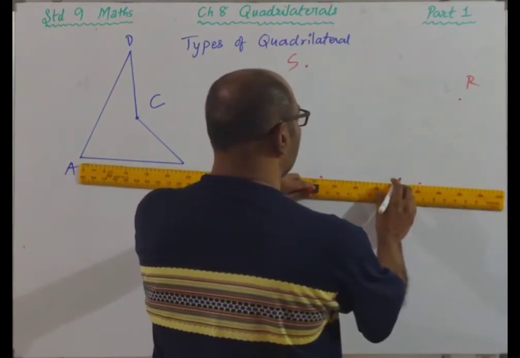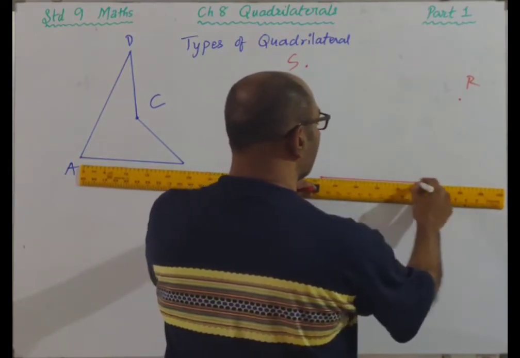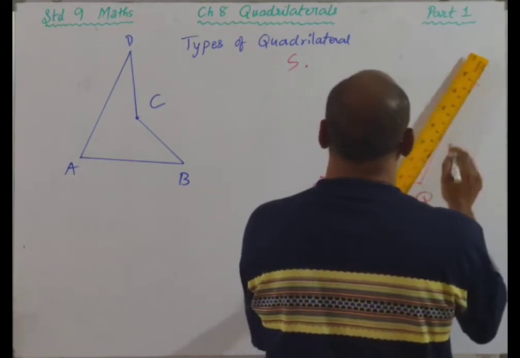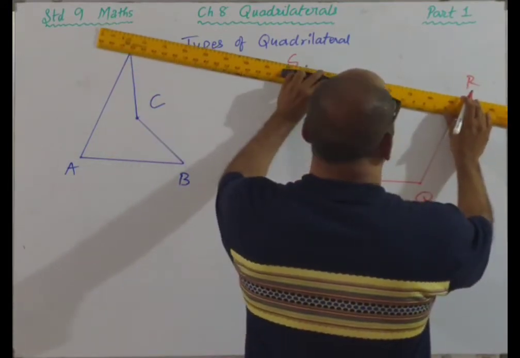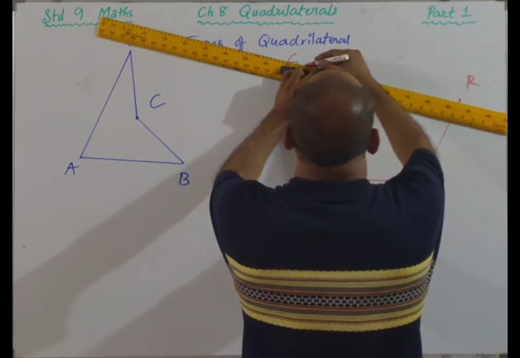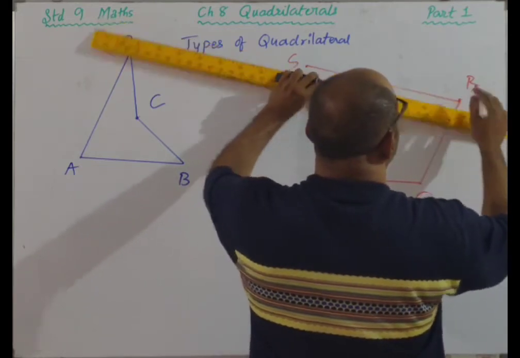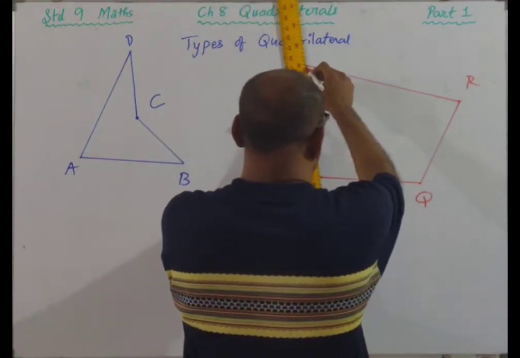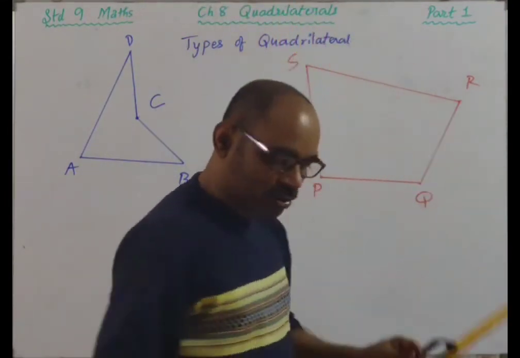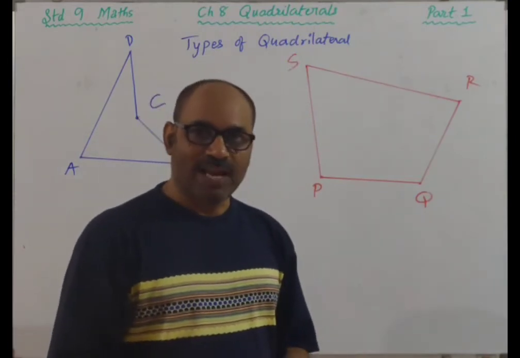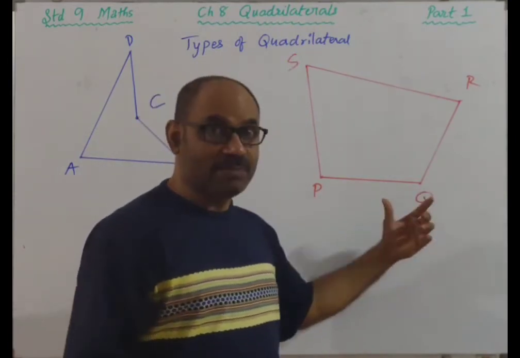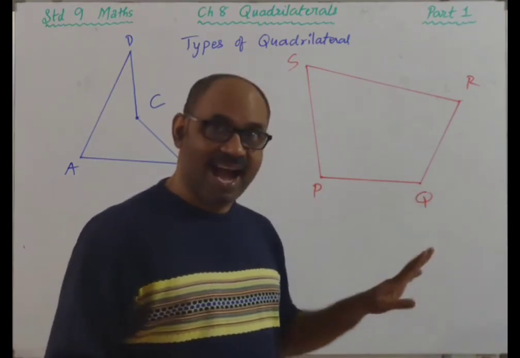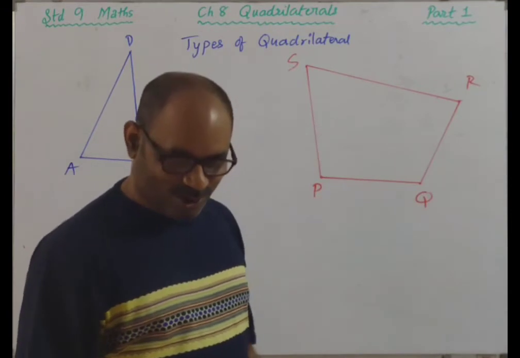Now P with Q, Q with R, R with S, and S with P. So here also a closed figure is formed by 4 line segments, and these line segments do not intersect, except only at their endpoints. So here also you got a quadrilateral.